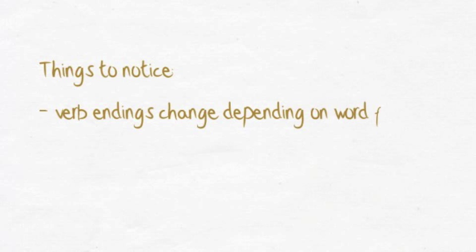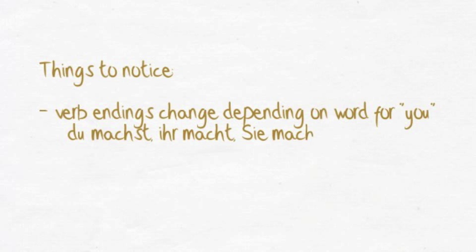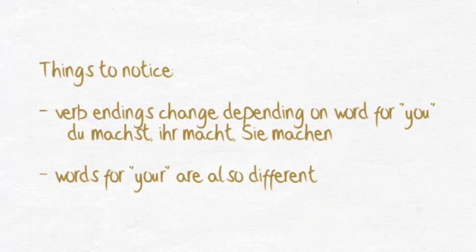Finally, here are a couple things you might have noticed. The endings of the verbs are changing to account for the different words for you. You say du machst, and ihr macht, and Sie machen, not just machst with each one. Also, the words for your have been changing depending on the situation. If the word for you changes, then the word for your will also change, and that's something you'll learn later this year.